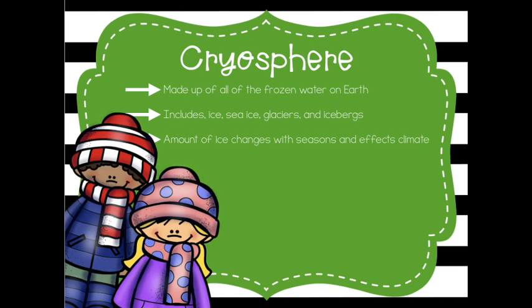Next, we have the cryosphere, which accounts for that frozen water on Earth. It includes the ice, the sea ice, the glaciers, the icebergs, all kinds of frozen water is included in this sphere. Now, the amount of ice on Earth at a time changes based on the seasons and affects the climate. So if we have more ice at one point, it could depend on the season or the climate that we're currently experiencing.